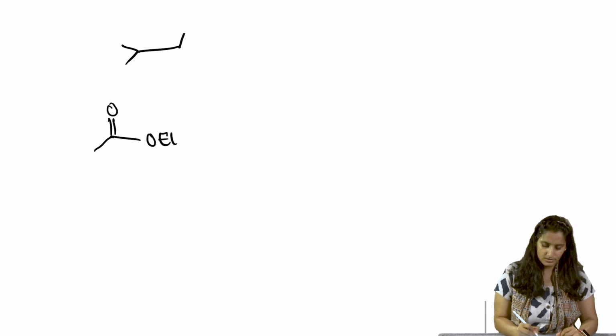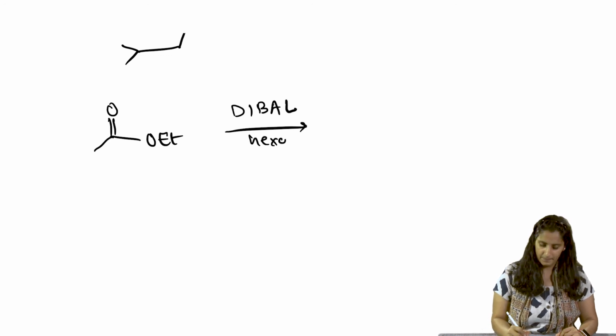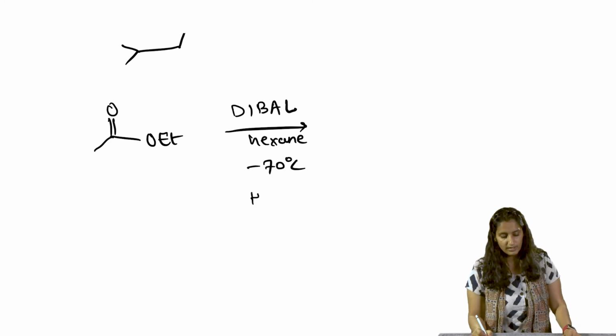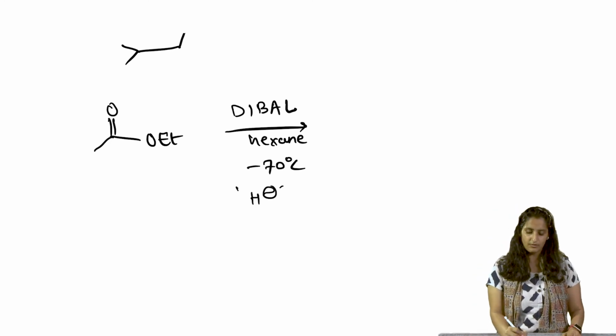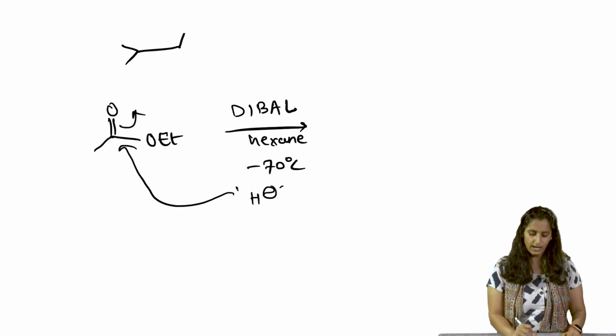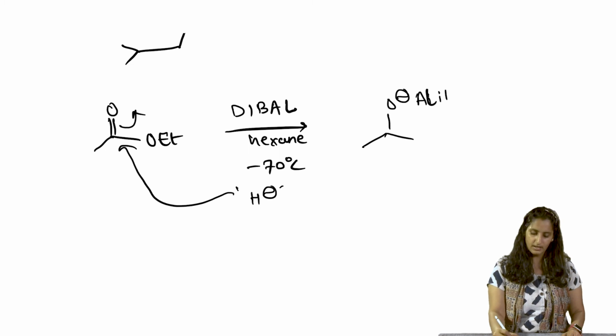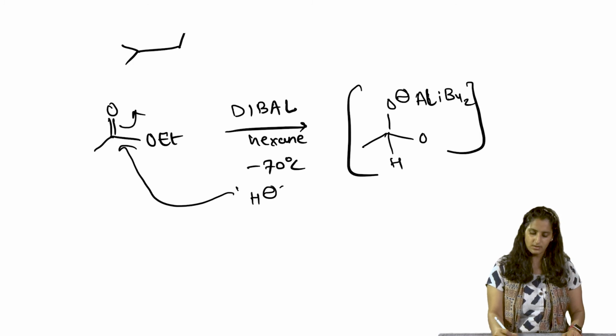such that you start from an ester, and you react it with DIBAL in the presence of hexane at minus 70 degrees centigrade. Now, again, it is a source of hydride. So, it is going to attack and open this up. What do we end up forming? This forms O minus Al isobutyl twice, hydride, OEt.